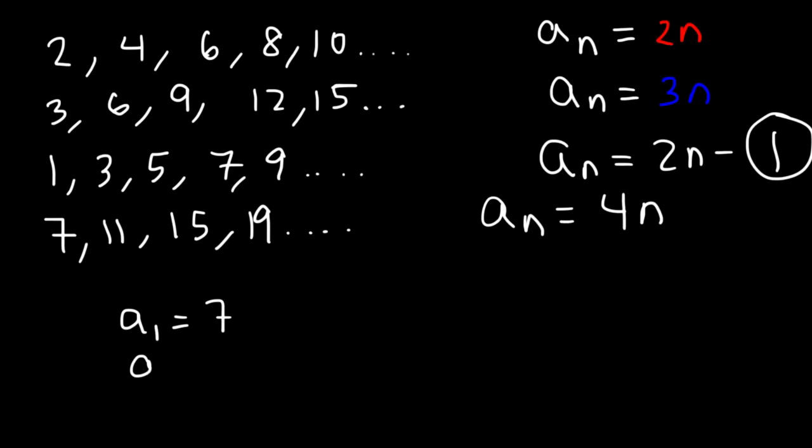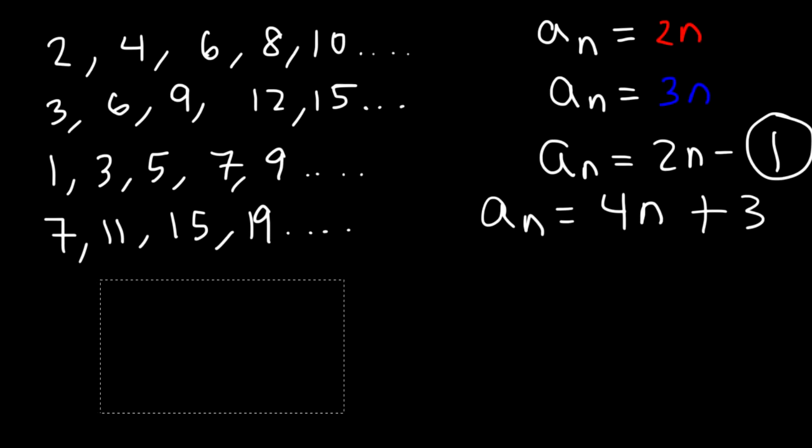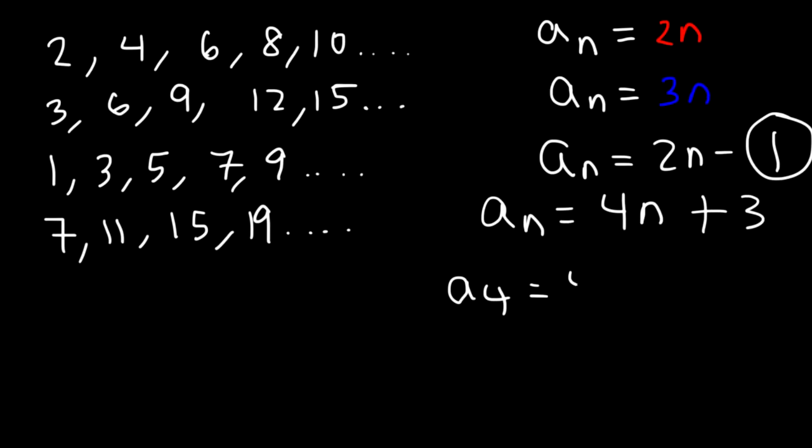What is the 0 term? If we go back 4 units, if we subtract 4 from 7, it's going to be 3. So that's like the y-intercept. That's the 0 term. So now, let's find the fourth term based on this equation. It's 4 times 4 plus 3, which is 16 plus 3, that's 19, and that will indeed give us the fourth term of the sequence.